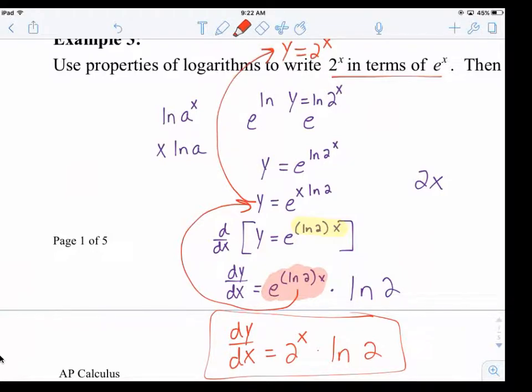Well, you just need to remember this part here. That's the important part. You need to know how to get the derivative, though. That's the rule that you need to remember. It's whatever you started with times ln of the base.